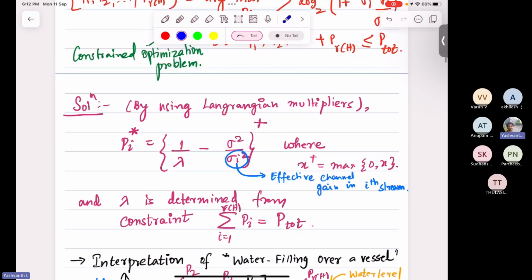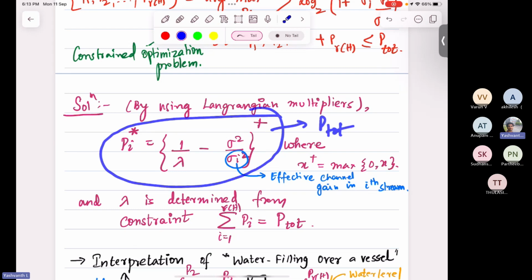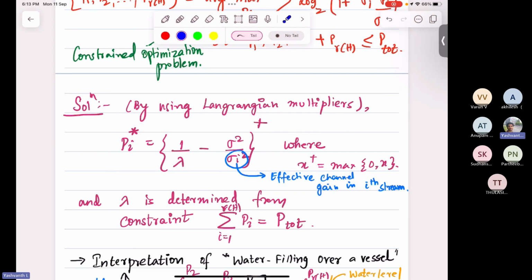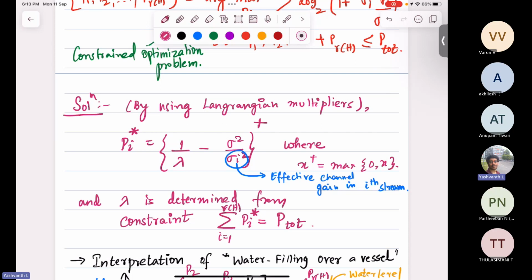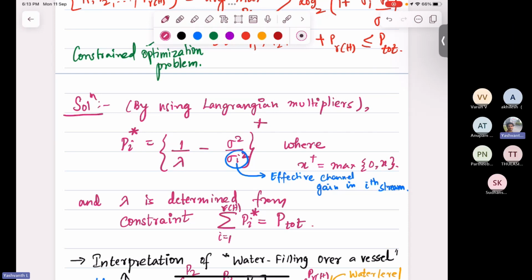Okay, so pi, I know what sigma square is, I know what sigma i square is. How to find 1 by lambda? What you need to do is use the power constraint. This particular expression does not have any P total, which is the total power constraint. So make use of the power constraint equation in order to find the 1 by lambda. Namely, the summation over all the pi star should lead to P total. Maybe I will write that also here. So this is pi star: summation over all pi star, over all i equal to 1 to rank of H, should equal P total. So substitute all these, and then use this equation to determine what 1 by lambda is.